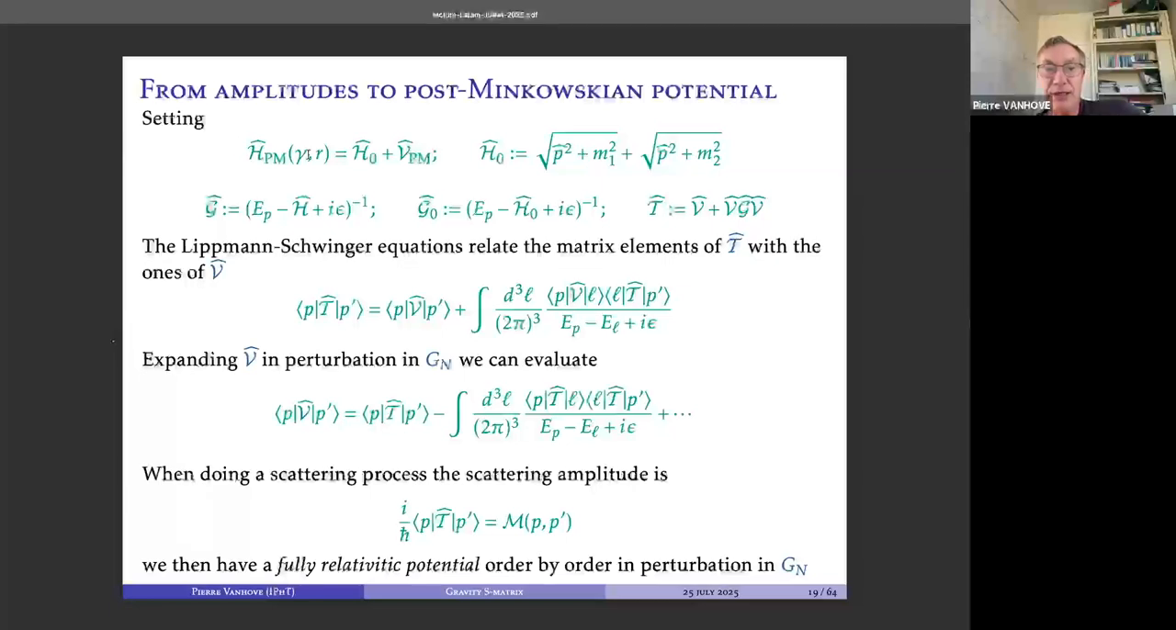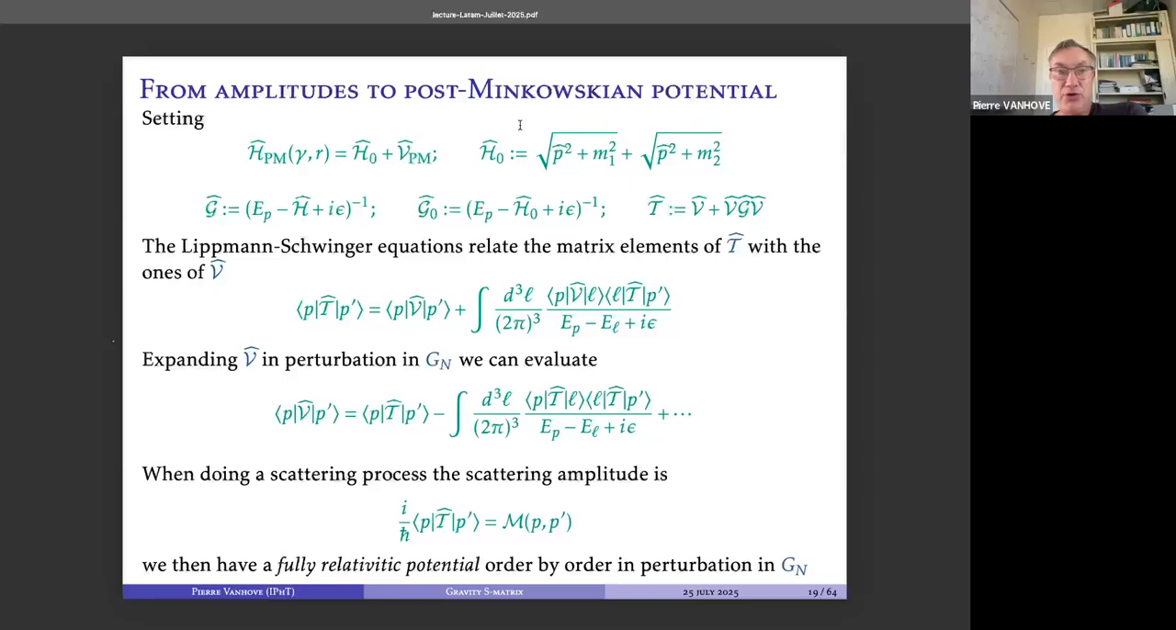So what's happening is that when you have your Hamiltonian, there's the free part and there's the potential, which is the one I want to build. And what you can do is connect this potential to a quantity that I call T. The matrix element of the T matrix is the scattering amplitude I'm going to compute.